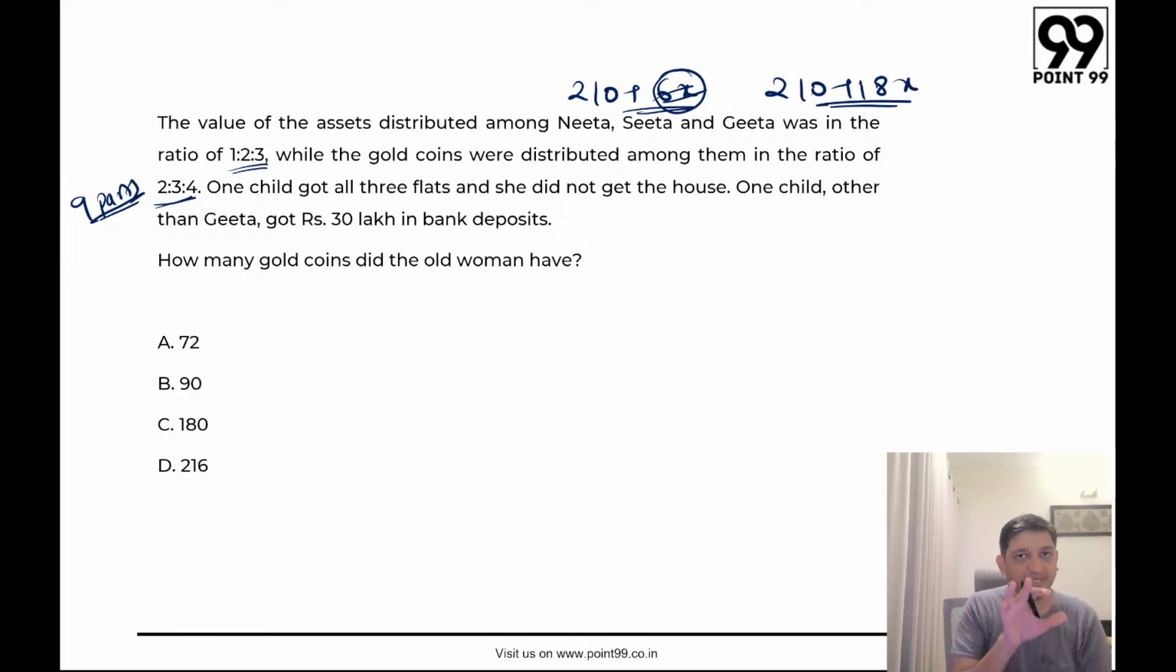So 210 lakh rupees of the assets that we know, and x gold coins each worth 1 lakh rupees. So 18x is the value of the gold coins that is there. Now we have been told that the gold coins were distributed among them in the ratio 2:3:4. So 18x जो है ना, उसको 2:3:4 के context में distribute किया गया है. One child got all 3 flats and she did not get the house. Okay, so let's do this first and let's see what happens. So 210 plus 18x, 1:2:3, right? That is the split that is there. Alright, just give me a second. I think I'll have to look at this one.